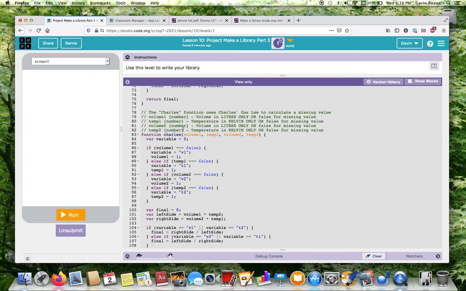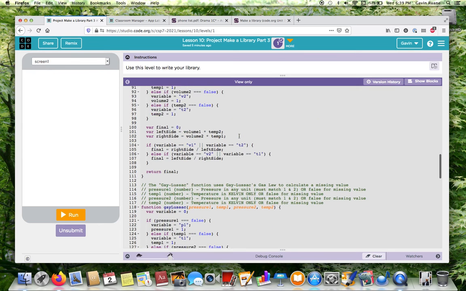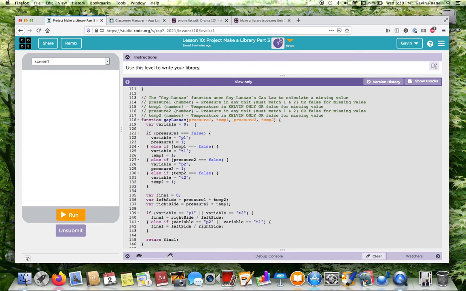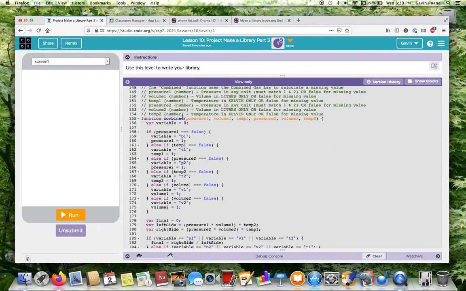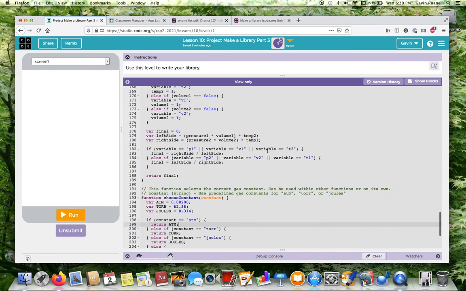And then next one we have Charles. So this one's volume and temperature. Same thing applies here. Volume is in liters, temperature in Kelvin. You can put false for any of these. Gay-Lussac: pressure in any unit you want, temperature in Kelvin only. Combined, we just have a lot more different things, but it's the same idea. Pressure, any unit you want, volume, liters, temperature, Kelvin. Same thing for the other side. False if you don't know what the value is.